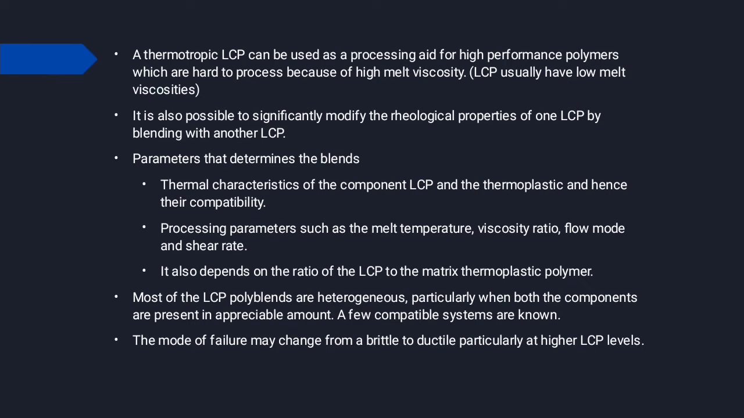It is also possible to significantly modify the rheological properties, which we discussed in previous classes, of one LCP by blending with another LCP. This is called a blending process. Basically several parameters are used to determine the blends: the thermal characteristics of the component LCPs and the thermoplastic, hence their compatibility; processing parameters such as melt temperature, viscosity ratio, flow mode and shear rate; and last but not least, the ratio of the LCP to the matrix thermoplastic polymer.